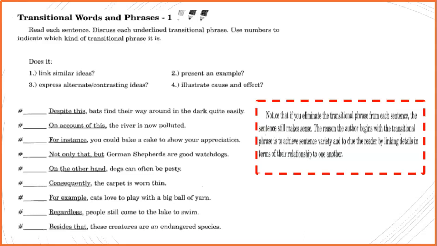Consequently, the carpet is worn thin. She paces whenever she gets stressed. Consequently, the carpet is worn thin. So that's a cause and effect. For example, cats love to play with a big ball of yarn. Cats are more playful than most people realize. For example, cats love to play with a ball of yarn. That's giving an example.